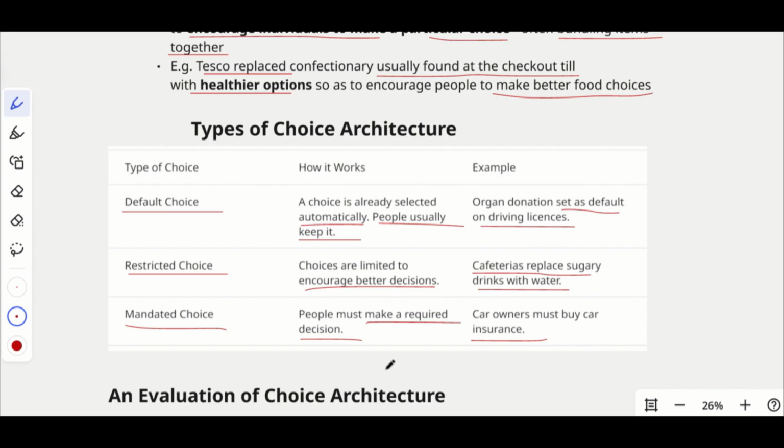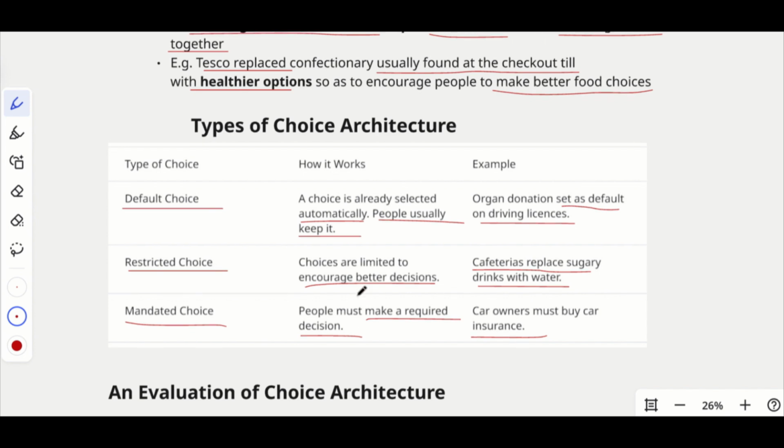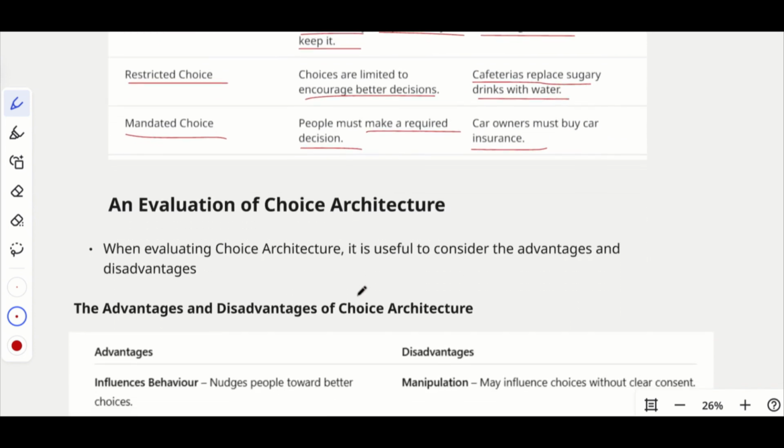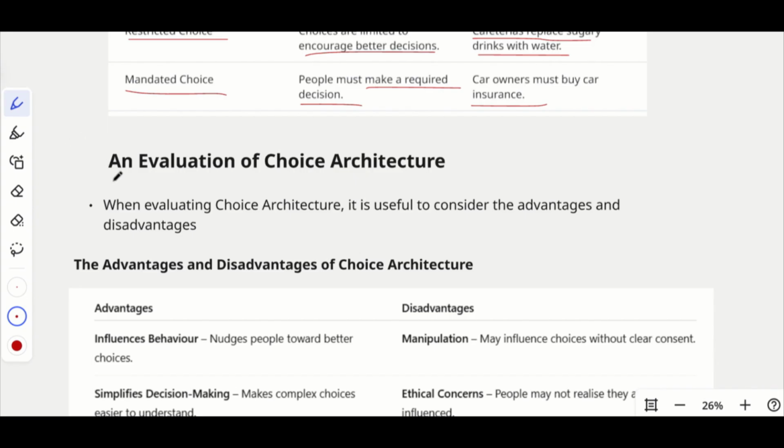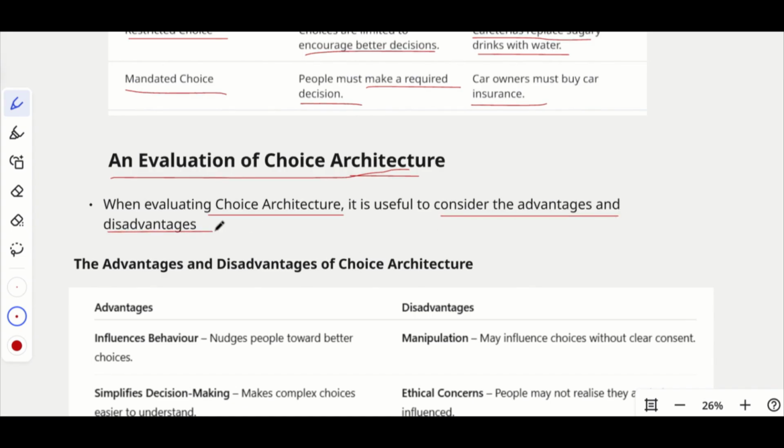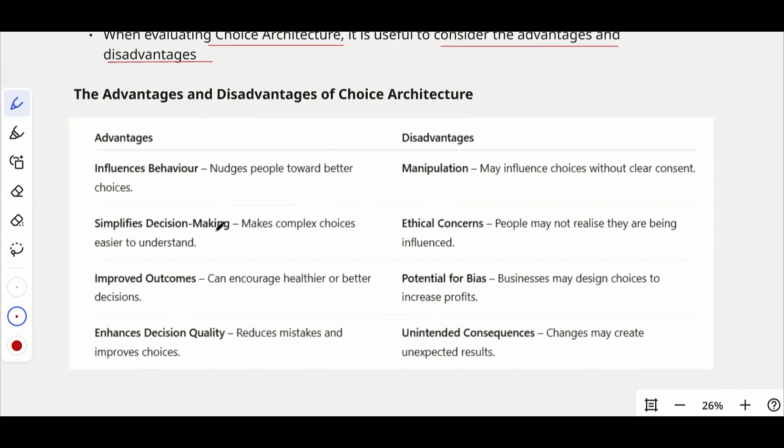Okay. So now let's see how we are going to evaluate it. An evaluation of choice architecture. How will you evaluate your choice architecture? When evaluating choice architecture, it is useful to consider the advantages and disadvantages. So let's check the advantages first.